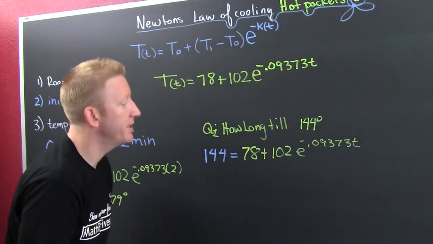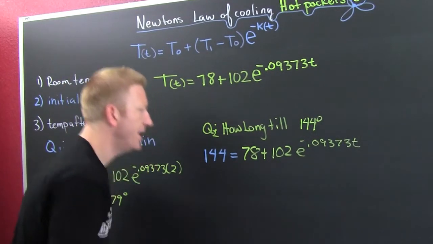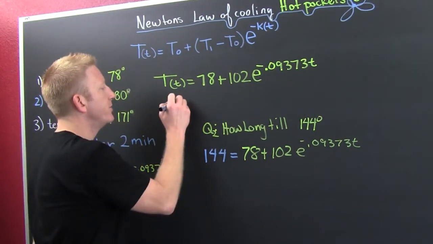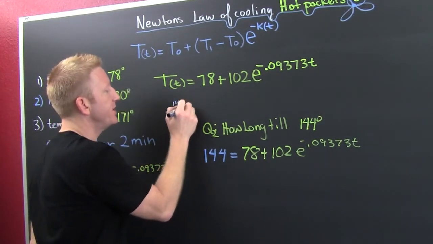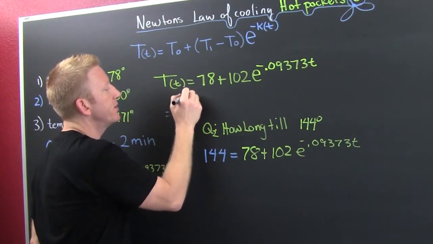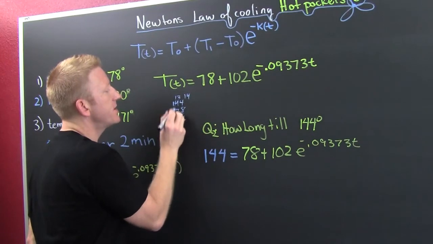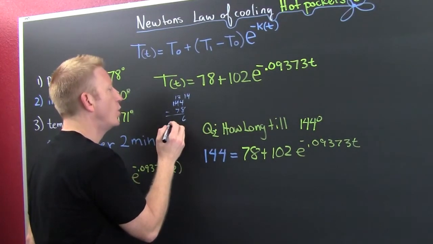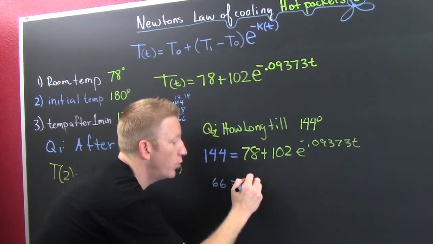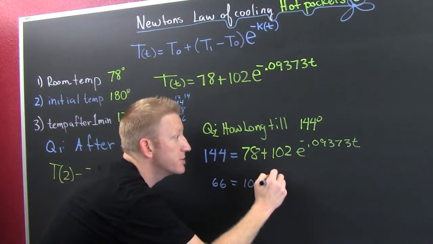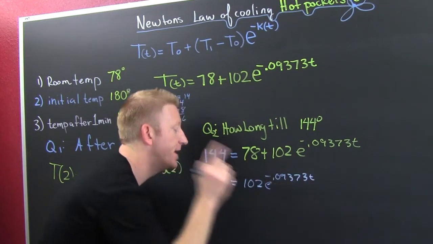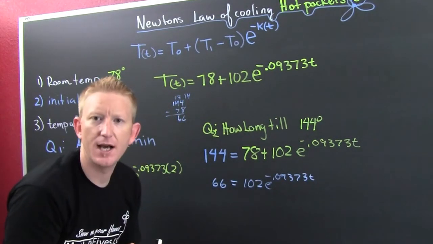Back that math up. You subtract that 78 off each side. And then, what do you get? 144 minus 78. You gotta borrow a 4, so 14 minus 8 is 6, and 13 minus 7 is 6. 66! So then this is going to be 66 is equal to 102 e to the minus 0.09373t. We gotta isolate e.